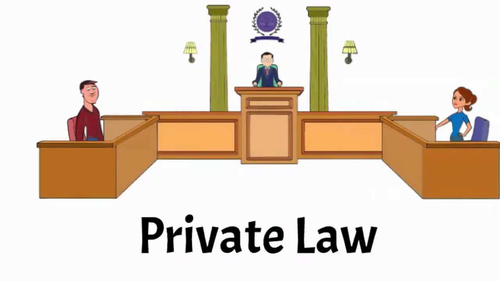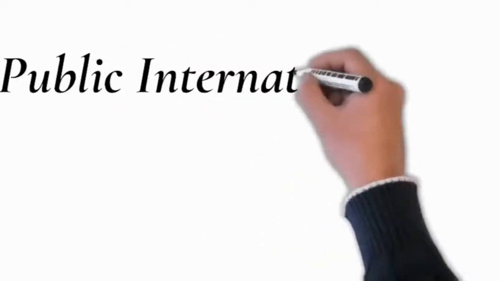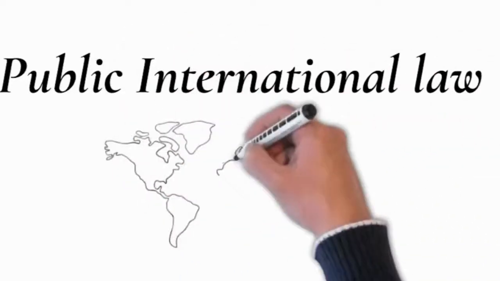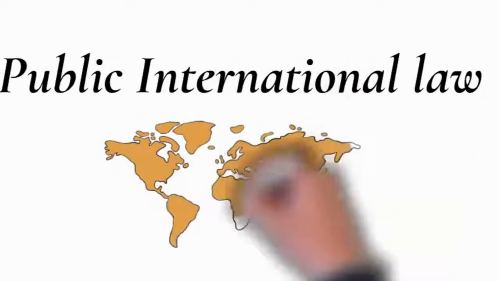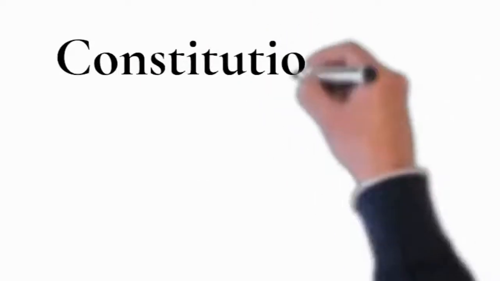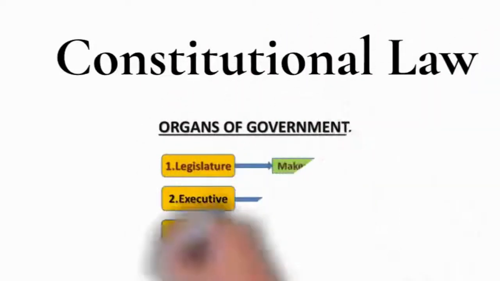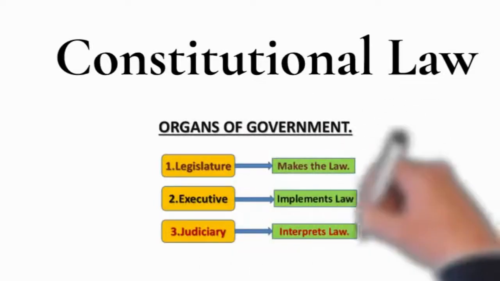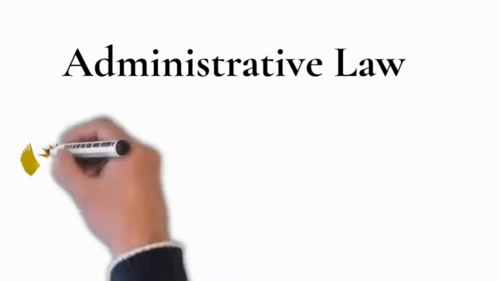The next question is, so what are the divisions of public law? Public international law, which regulates relations between states. The other division of public law is constitutional law, which governs powers of organs of state. The third one is administrative law, which governs the activities of executive branch agencies of government.